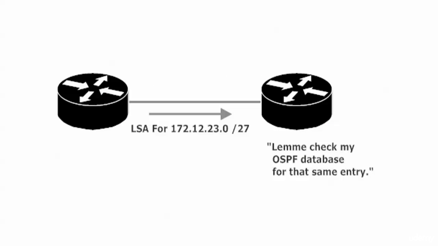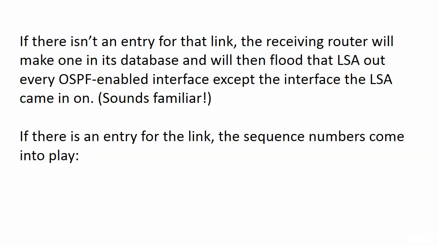And here comes an LSA for 172.12.23.0/27. The receiving router says, let me check my database for that same entry. Now, if there is not an entry for that link, it makes sense. The receiving router will make one in its database, and then flood that LSA out every OSPF enabled interface except the interface the LSA came in on. That sounds pretty familiar, right?